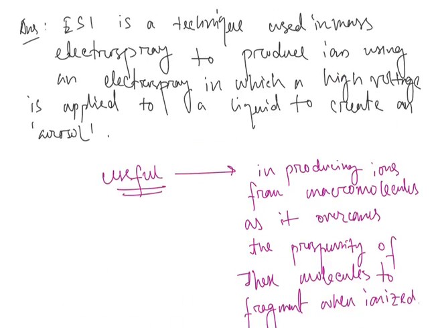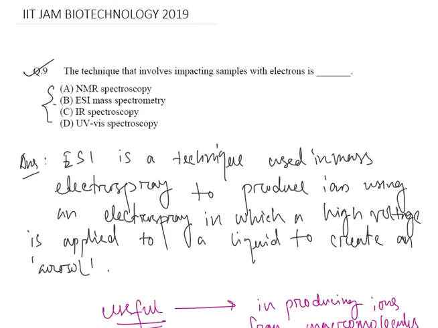Therefore, the right answer to this question is option B, that is, ESI mass spectrometry.